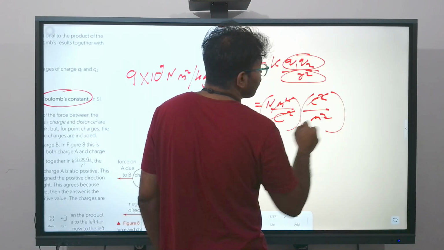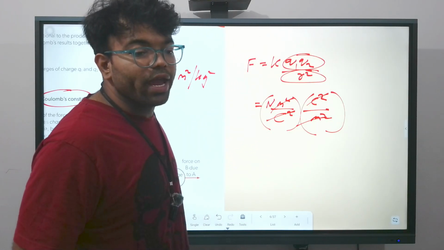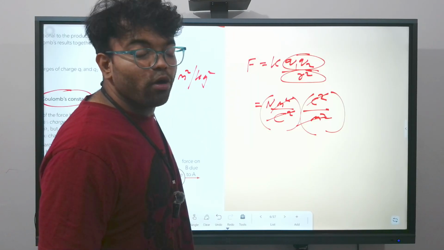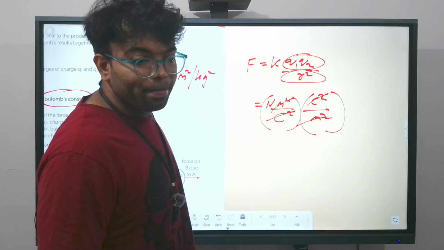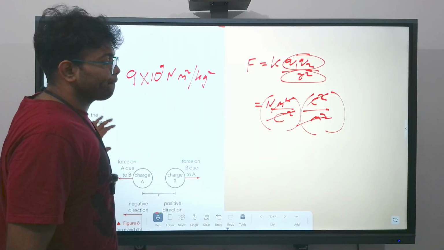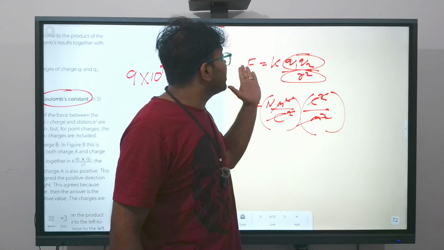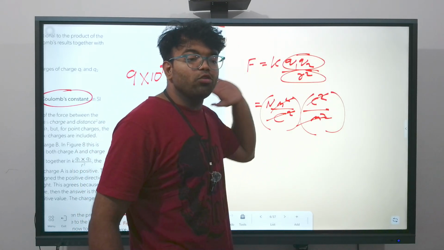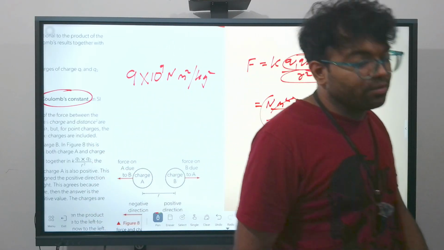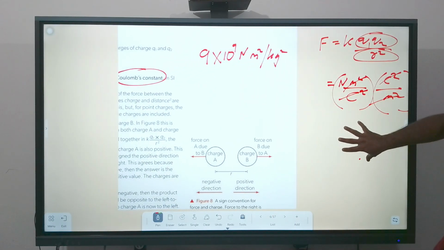So these will get cut off, and you will be left with newtons. This is how you get the SI unit, Newton meter square upon Coulomb square. That is the only way you will get the overall unit to be in newtons, because you want the overall value to be in newtons. Understood?